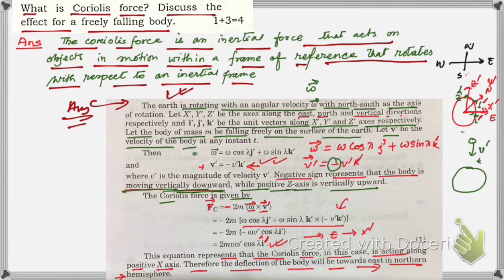And this lambda here represents the latitude. Okay, this lambda is the latitude here. So hope you have understood.